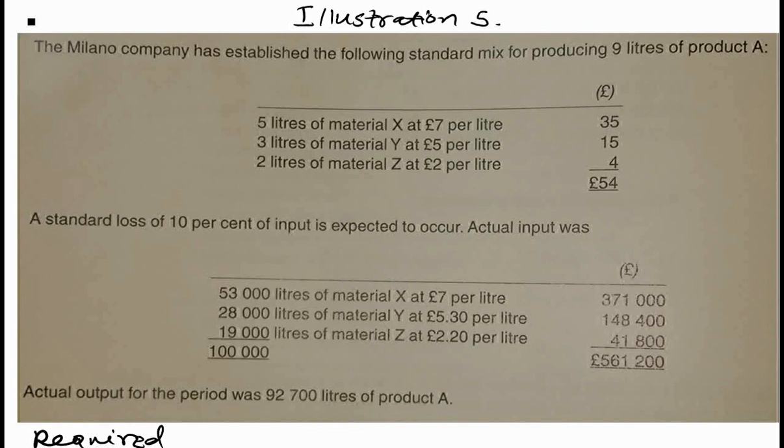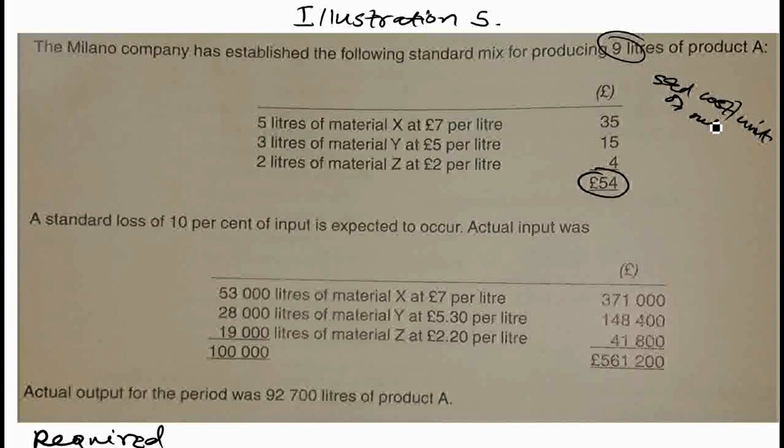The total is 54. So what does it mean? It means that 54 shillings is used to produce 9 liters. So if you need the standard cost per unit of finished good, or per unit of output, we divide 54 shillings, the cost of producing 9 liters, by 9, and that will give us 6.